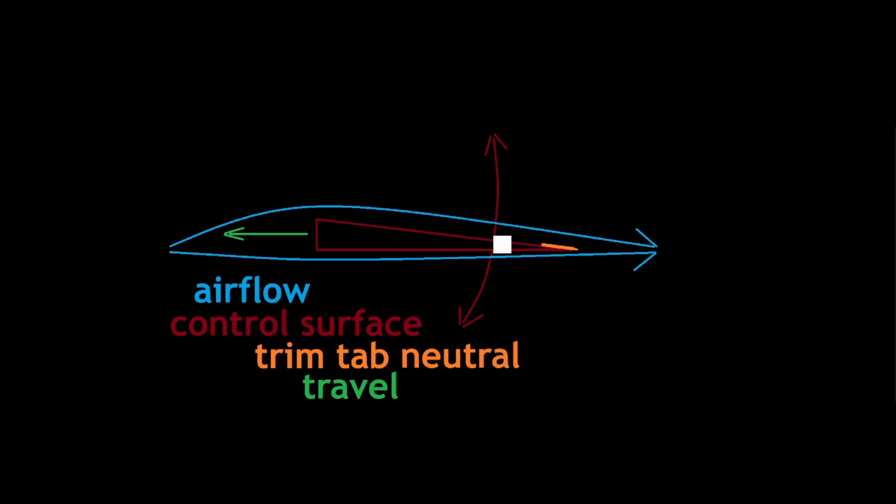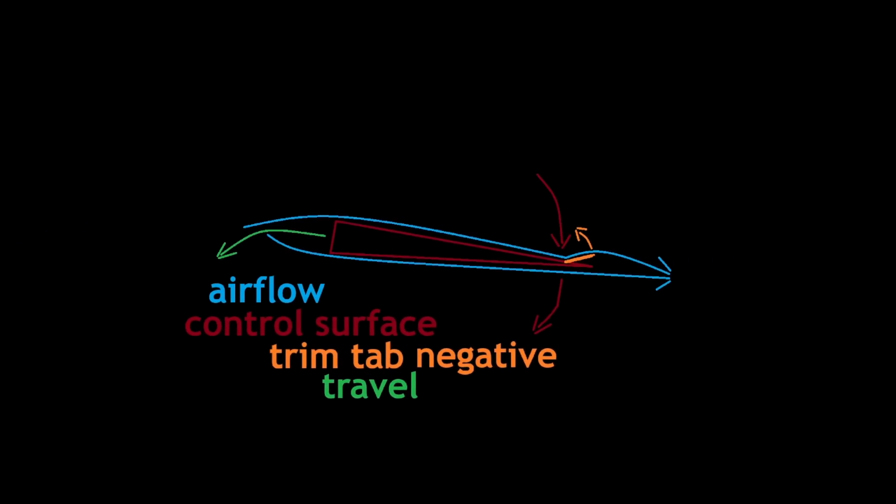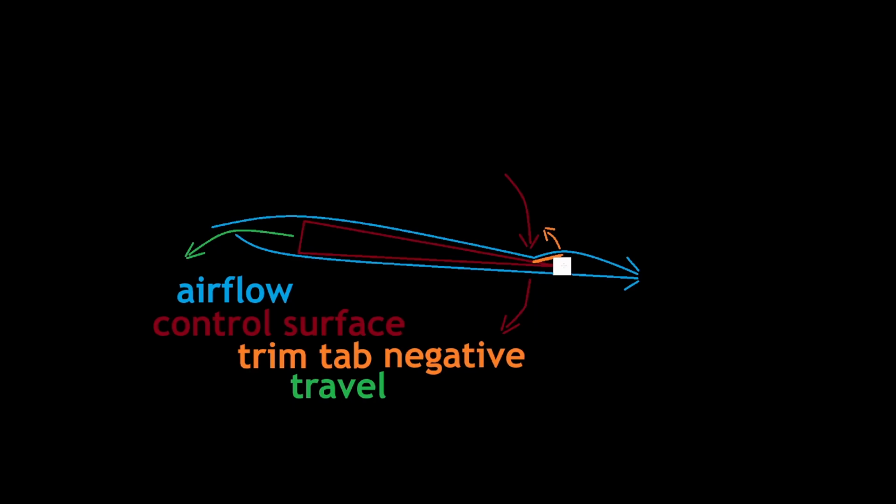But if we want this elevator or aileron or rudder to be deflected one way or another, and we didn't want to have to fight this flow of air and hold against it for long durations of time, what we could do is knock this little flap up or down, such as in this picture, where we've got this little trim tab right here notched just upwards slightly.